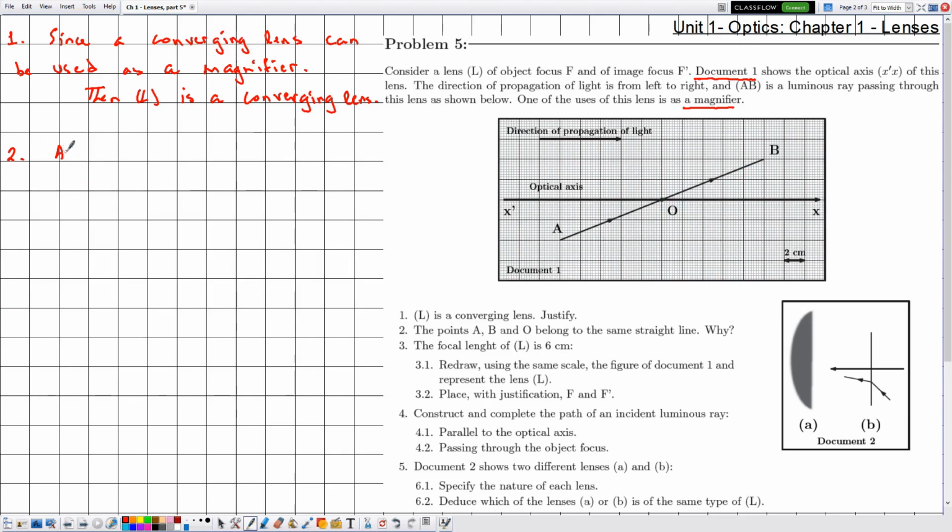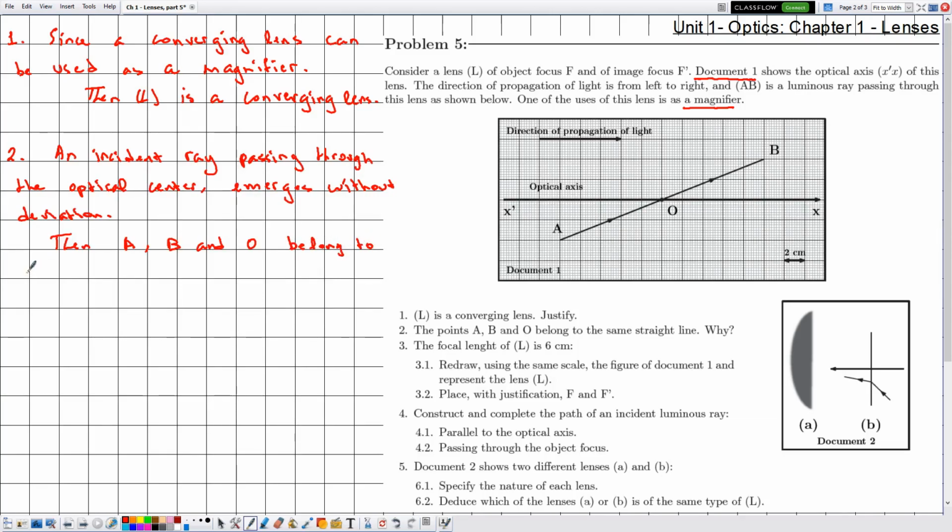So let's say that an incident ray passing through the optical center emerges without deviation, then A, B, and O belong to the same straight line. Okay.